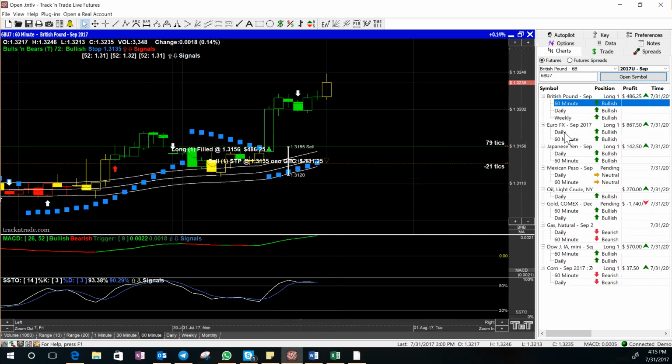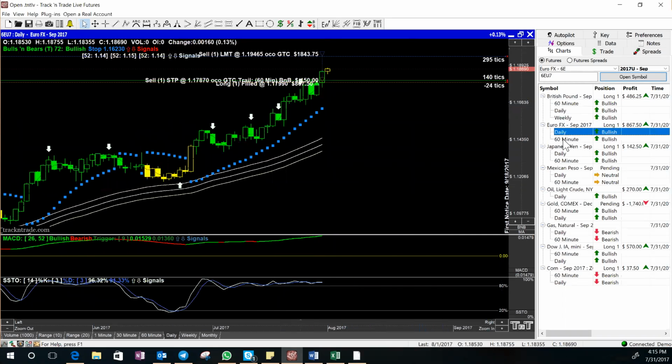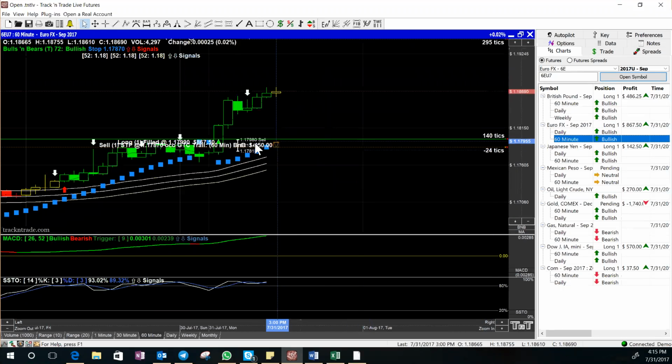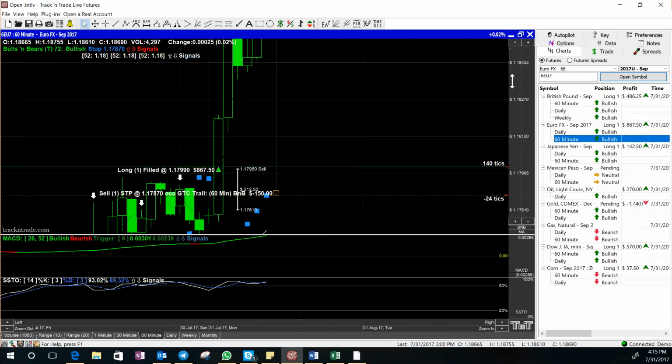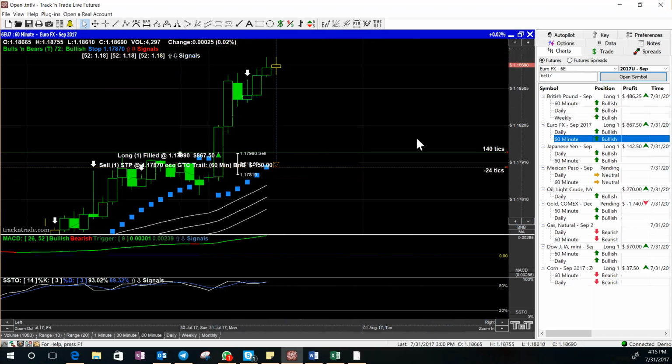The euro, we got in the euro today. That trade is up also. Let's see where we are on that one. I got in long on this one. Where did we get in long on this? When it shot up here, I got long. I've got a trailing stop on blue light, and that trade is up 867 for today. So it's been a very, very good trade. And that's the 60-minute chart that we're looking at.